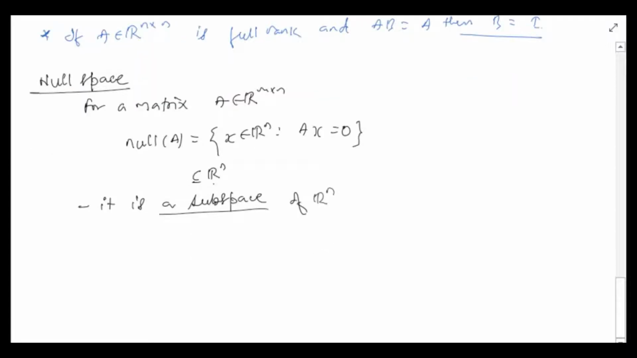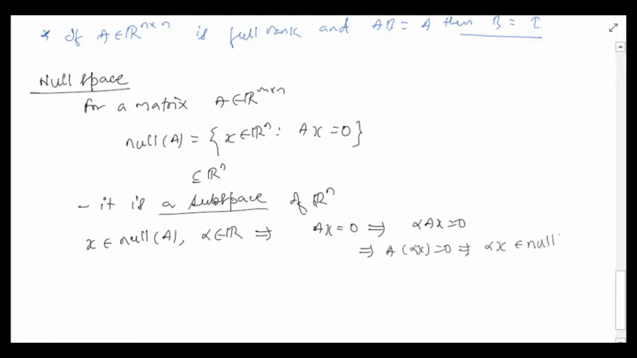Recall that to show that a subset of Rn is a subspace of Rn, we need to show two properties. One is if x is in null of A and alpha is a real number, then alpha times x should be in null of A. Let's verify this property. x being in null of A means A times x is equal to 0, which further implies that alpha A x is equal to 0. And now using associativity we can see that A times alpha x is equal to 0, which says that alpha x is also in null of A.